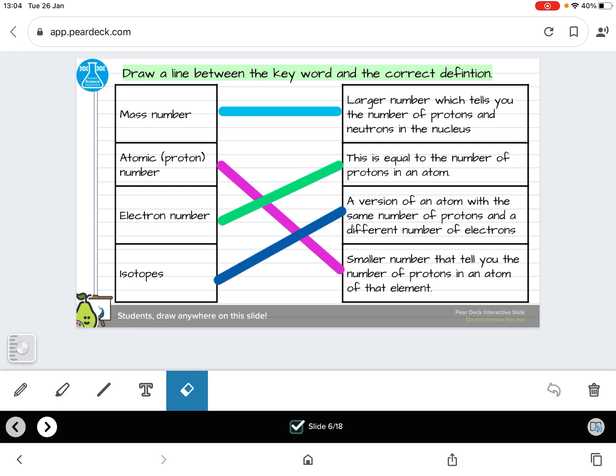The keywords that we need from this section are the following: mass number, the larger number which tells you the number of protons and neutrons in the nucleus. Atomic or proton number, the smaller number that tells you the number of protons in an atom of that element. The electron number is equal to the number of protons in the atom. And isotopes are a version of an atom with the same number of protons and a different number of electrons.